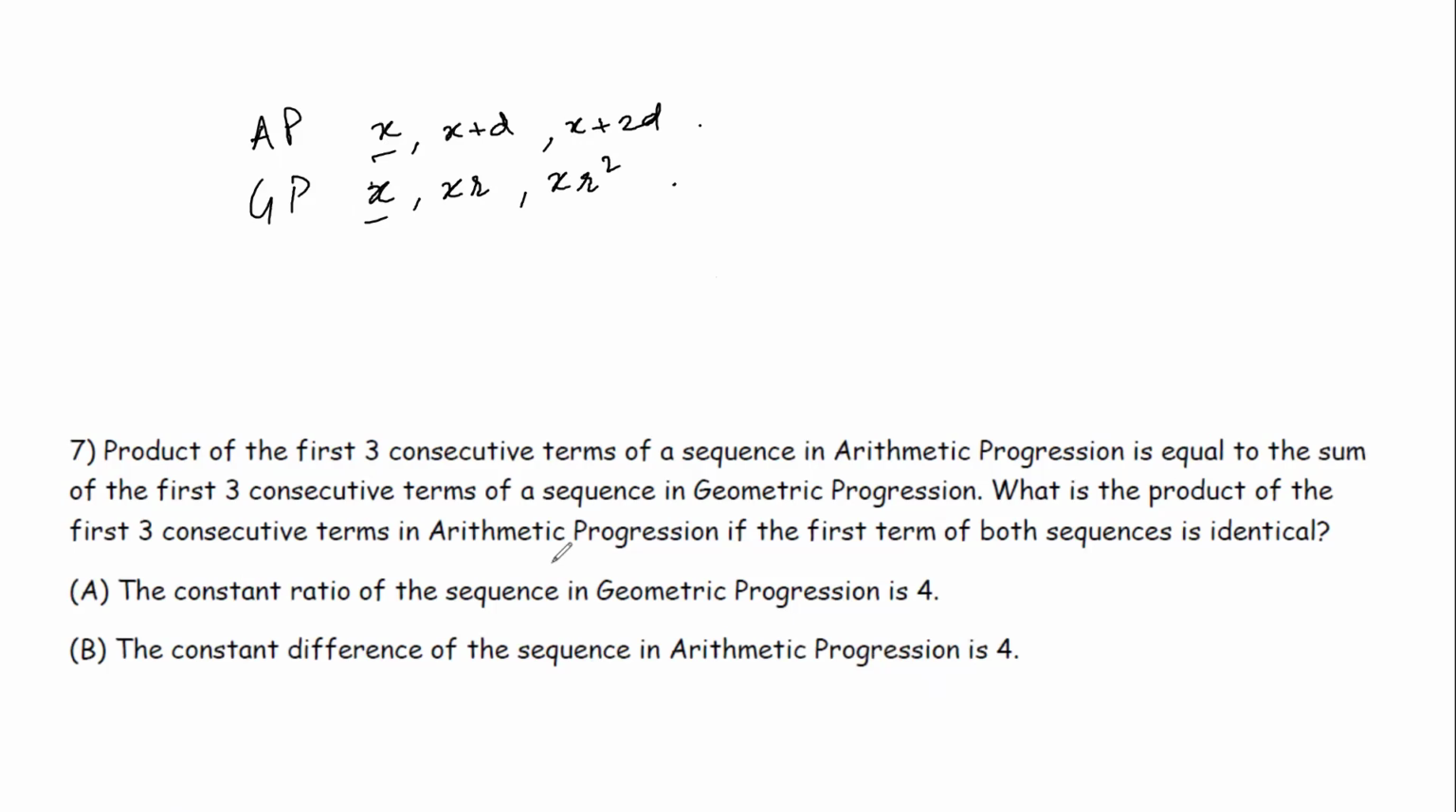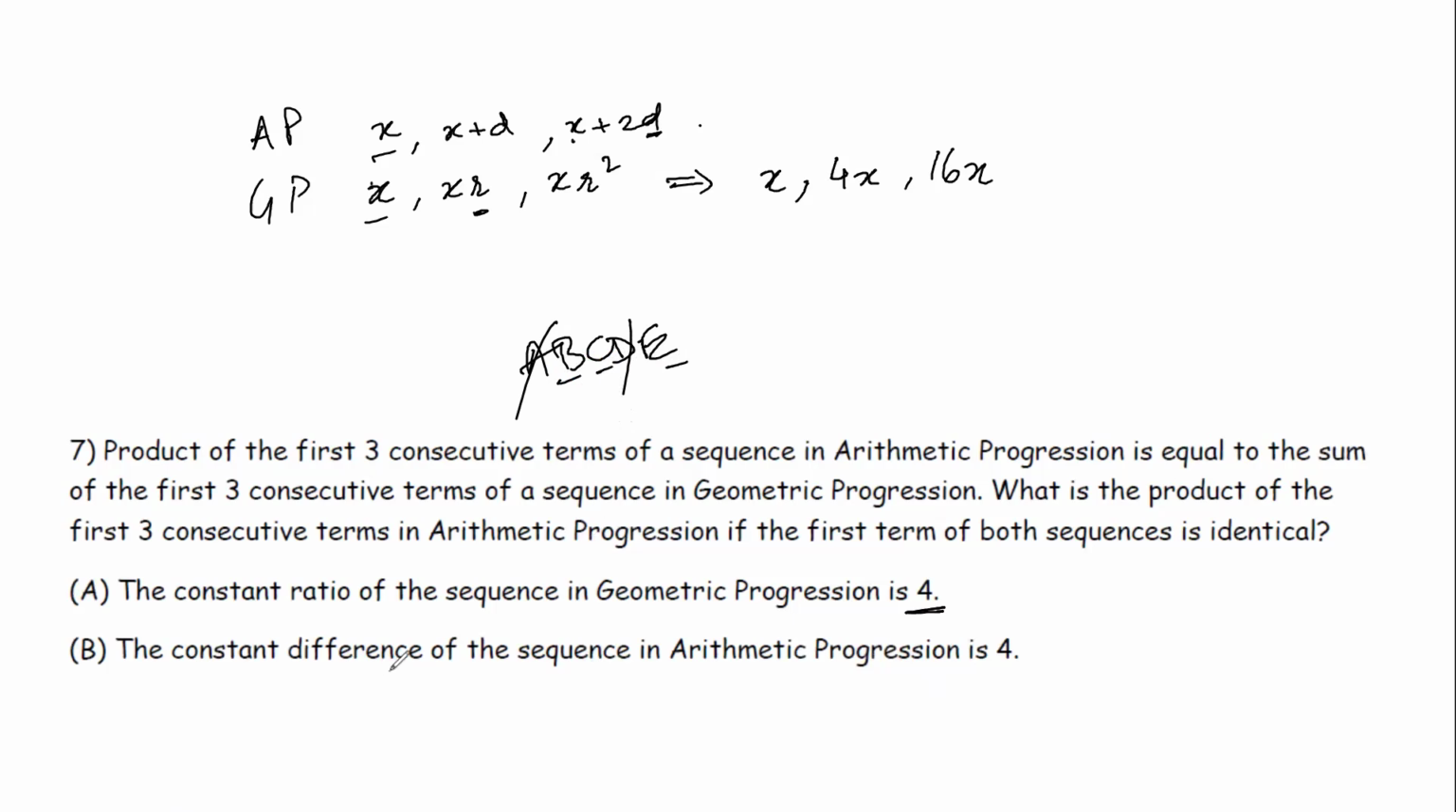The first statement says the constant ratio of the sequence in geometric progression is 4, right? So R is 4, so we can rewrite this second one as x, 4x and 16x. That's how it goes, right? But we don't know the difference. So there are two unknowns, x and d, correct? So A doesn't answer. D doesn't answer. It's B, C, or E.